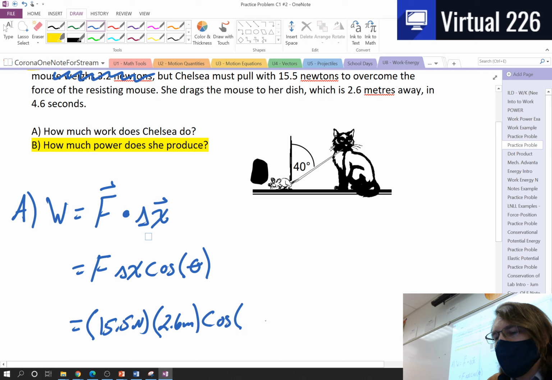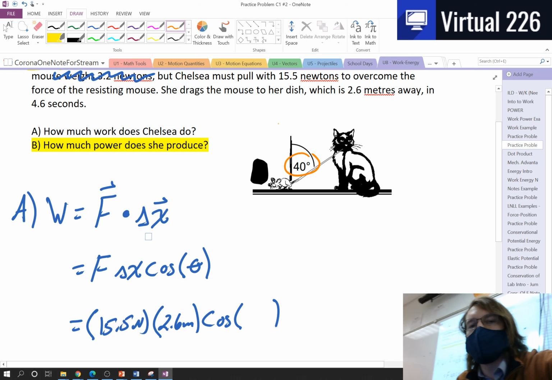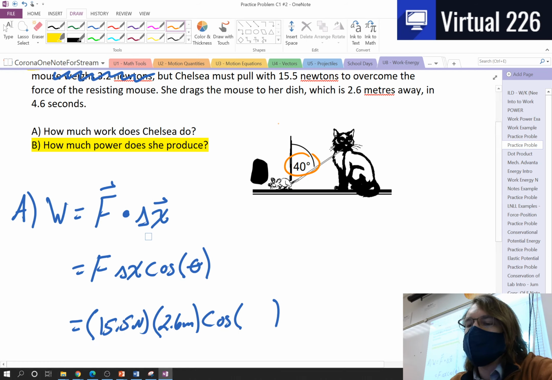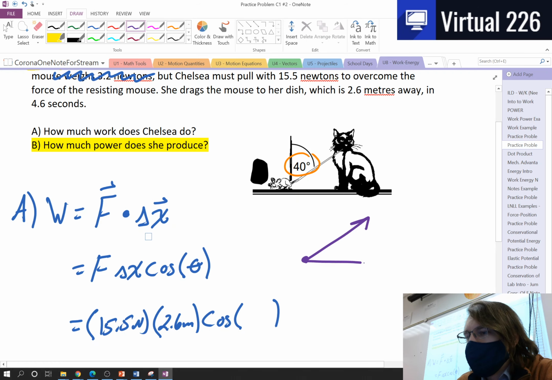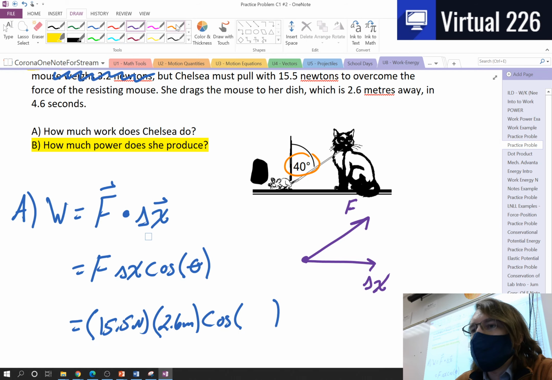But then our cosine term comes in, and we need the angle. Now, rookies, or people trying to do physics for the first time, will often just put whatever angle is given to us in the problem, but that wouldn't be good. What we want here is the angle between the force and the displacement vector. And if we draw this out, Chelsea's pulling up like this, the mouse is moving to the right. That means we want this angle between the force and the displacement. We don't have that though.